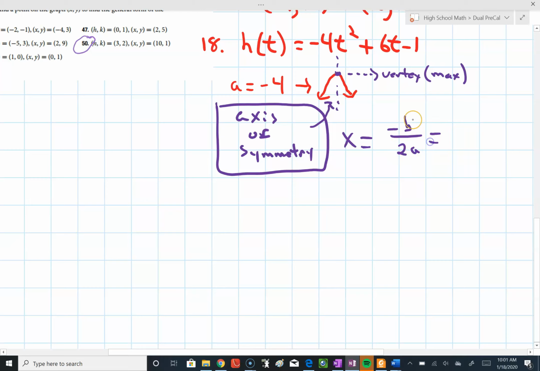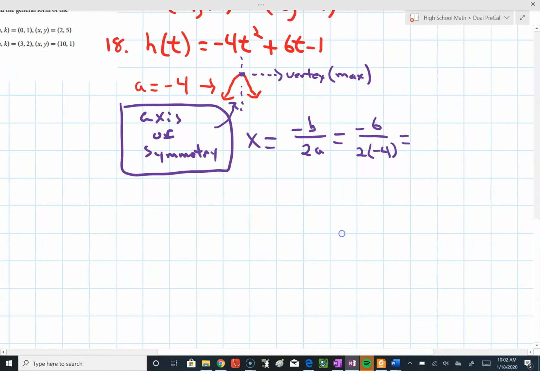In our particular case, b is the coefficient of our linear term. It's 6, so -6. 2 times a is the coefficient of our quadratic term, 2 times -4. So that is -6 over -8, and that reduces to 3/4.